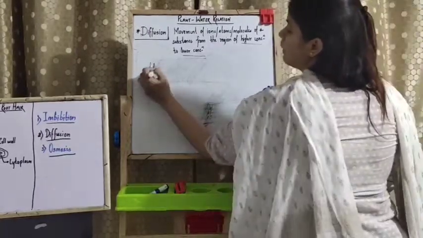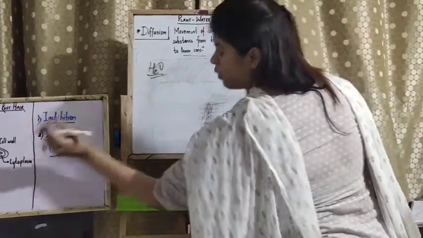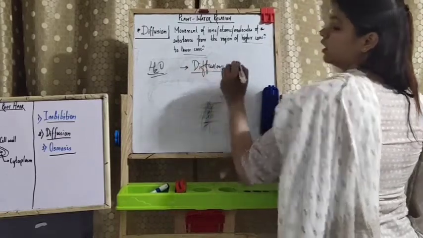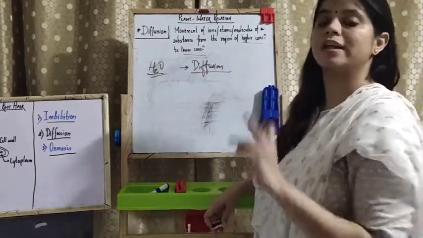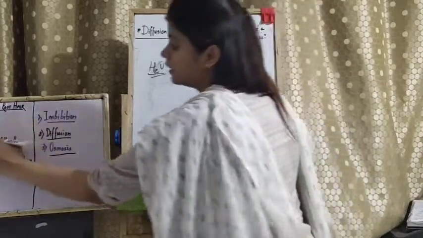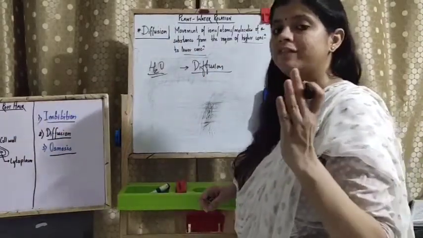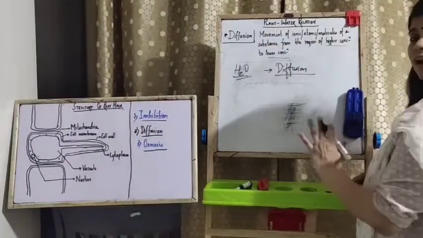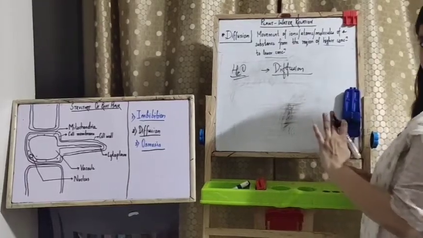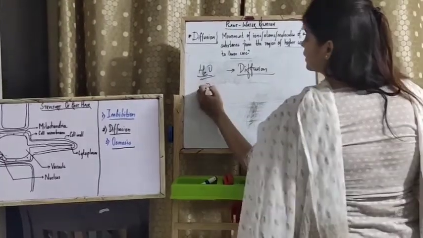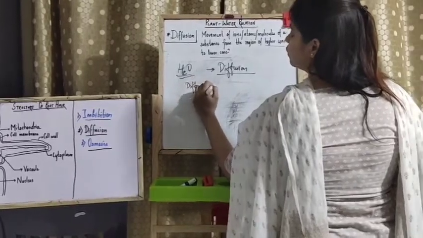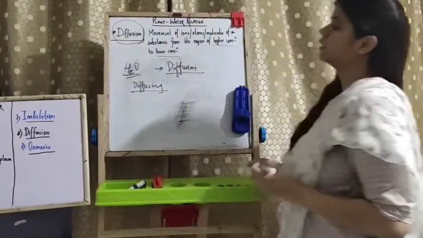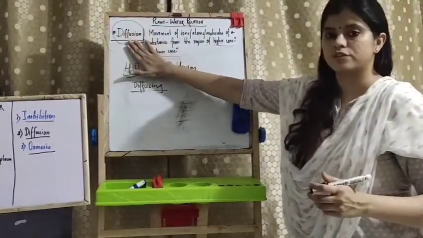Now the water passes into the cell wall with the help of diffusion. As we studied in the previous lecture, the cell wall is freely permeable and the plasma membrane is a selectively or semi-permeable membrane. That means the cell wall, being freely permeable, will allow the diffusing particles to enter the cell based on the diffusion process.